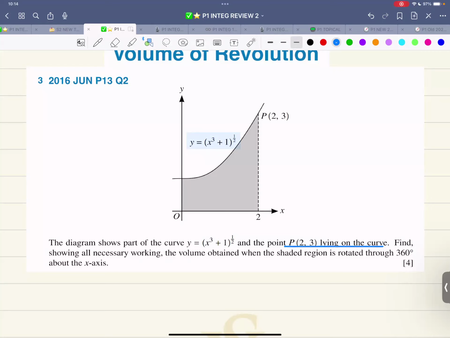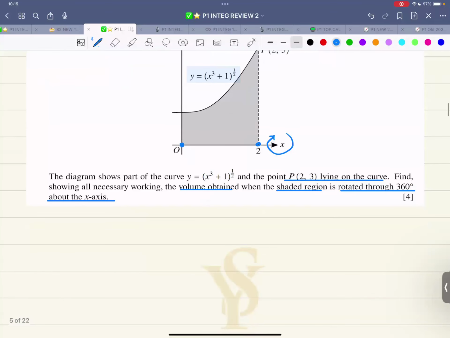Find, showing all necessary working, the volume obtained when the shaded region is rotated 360 degrees about the x-axis. So always be in a habit of showing through which axis that you are revolving it. Volume of revolution. Now that's the equation. Y is the subject, perfect. And the limits are, this is 0, this is 2, that's the limit. And this is simple volume. It's all the way till the x-axis.